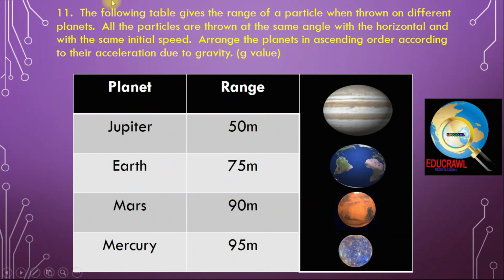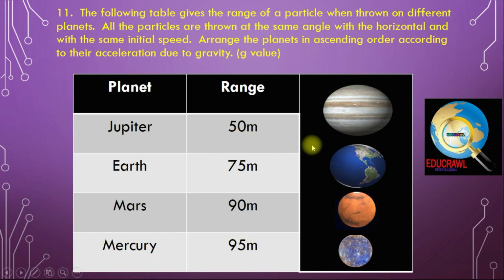The 11th problem. The following table gives the range of a particle when thrown on different planets. All the particles are thrown at the same angle, with the same horizontal and with the same initial speed. Arrange the planets in ascending order according to their acceleration due to gravity. Jupiter's range is given as 50 meter, Earth 75, Mars 90 meter, and Mercury 95 meter.